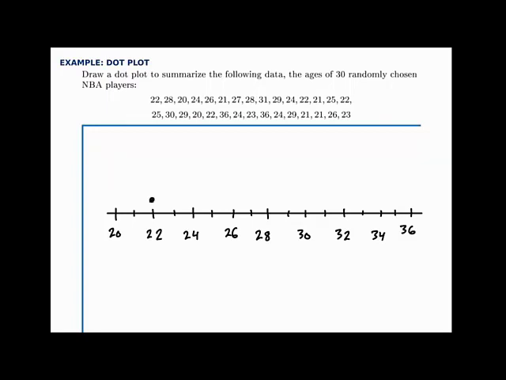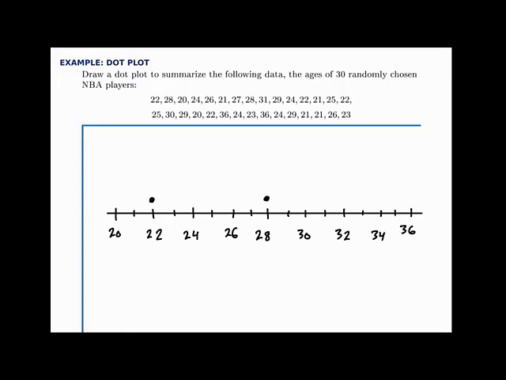Then we have 28, so we'll put a dot at the 28. Notice it hovers a little bit above the marker, but it doesn't really matter how high we put them as long as we place them at consistent heights, just so we can visualize the final result. That'll make more sense as we draw more of these.